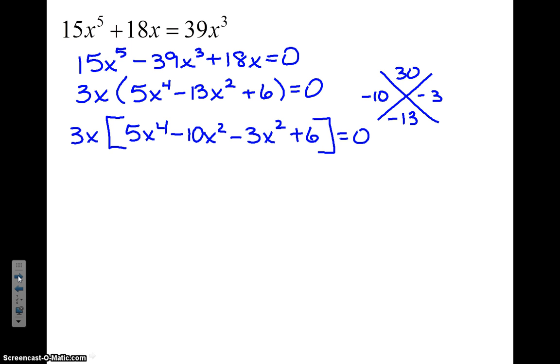equals 0. If I do my grouping, GCF in the first two terms here would be a 5x squared, and that leaves me with x squared minus 2. GCF from the second group here would be a negative 3, and that leaves me with x squared minus 2.